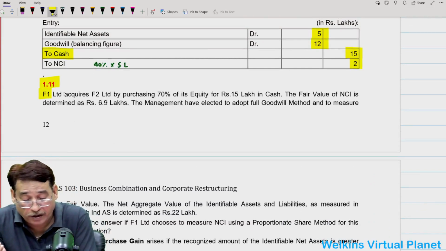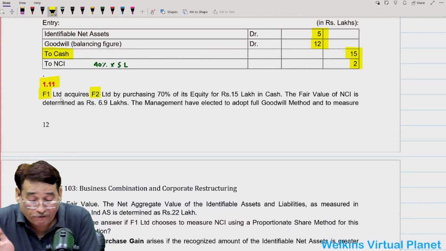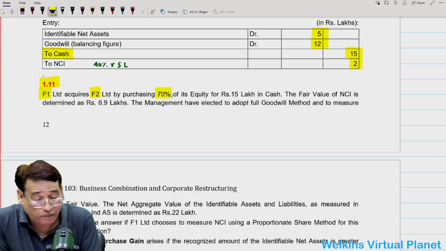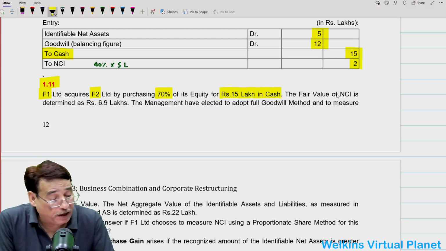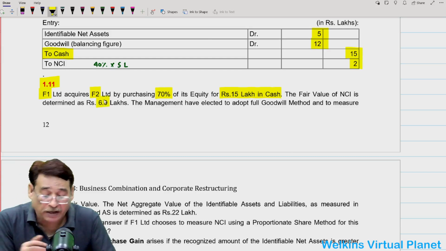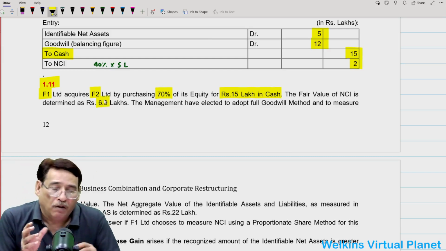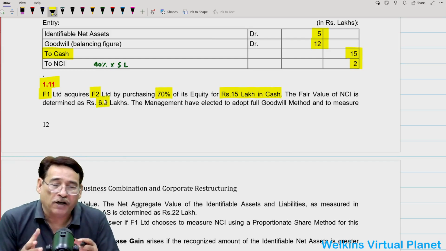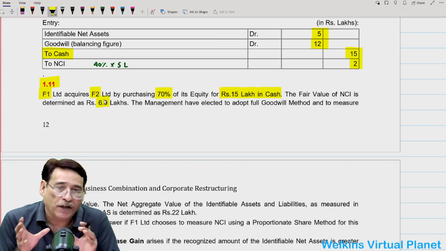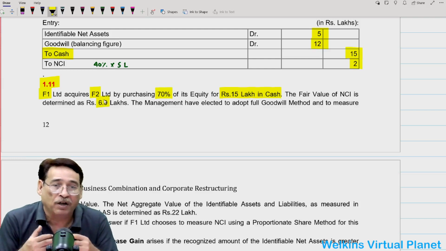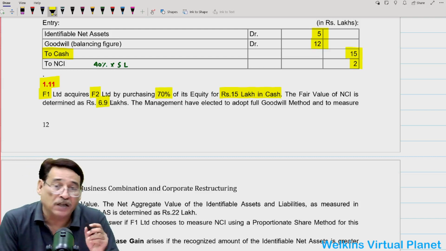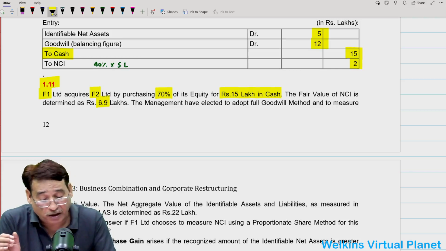section, F1 Limited and F2 Limited. F1 Limited acquired F2 Limited by purchasing 70% of equity share for rupees 15 lakh in cash. Correct? The fair value of NCI is determined at 6.9 lakh. What is the percentage of stake which acquirer company acquired? 70%. What is the amount of consideration? That is 15 lakh. What is the mode of payment? That is cash. Now, what is the value of NCI? Because it is given as 6.9 lakh, it is given to you in the question itself.